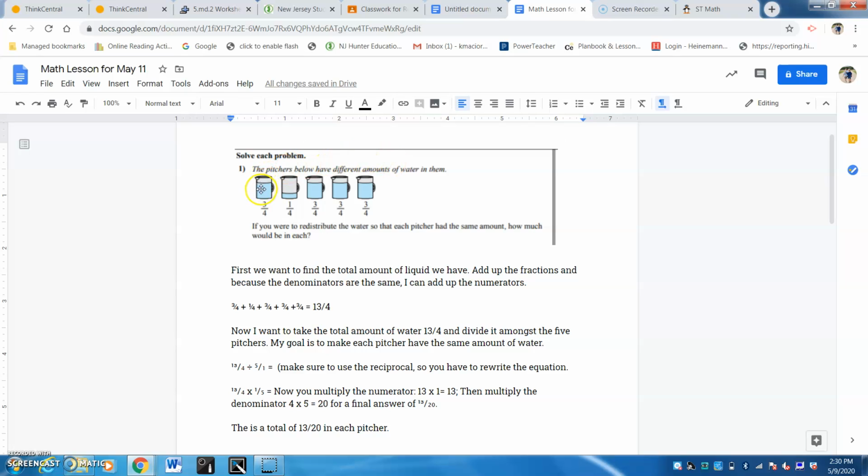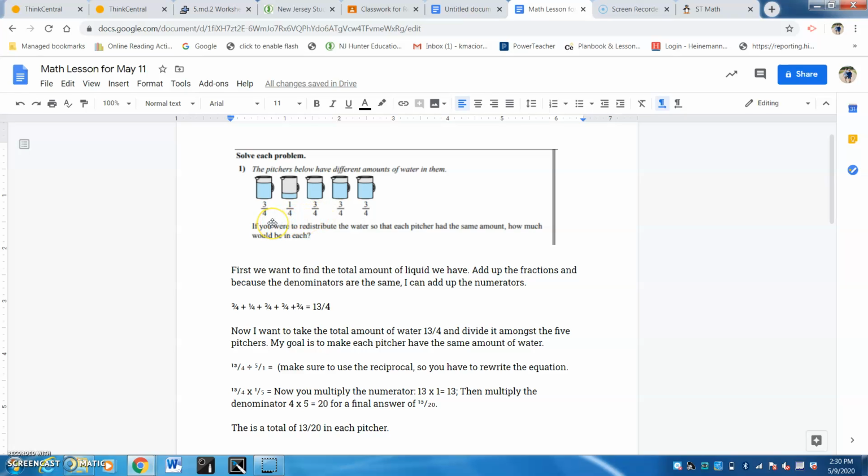So here I have some pitchers of water, and in each pitcher there are different amounts of water. What I want to do is I want to redistribute, which means take the water out and even it up so that each pitcher has the same amount of water. So the first thing I want to do is find the total amount of liquid that we have. And how do I do that? Well, I add up the fractions. I add up what I already have in each pitcher.